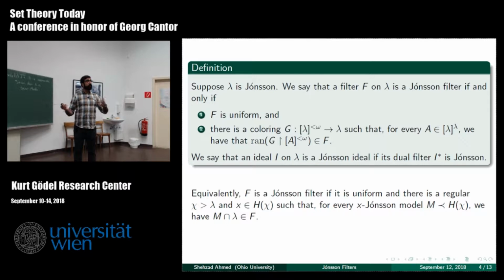The uniformity assumption here is that if I have a uniform Jónsson filter, and I have two Jónsson models, M1 and M2, their intersection with λ then has size λ, so M1 intersect M2 is also itself a Jónsson model. So I can use this to build descending chains of Jónsson models of a certain degree. And that's generally where this is going to be used here.